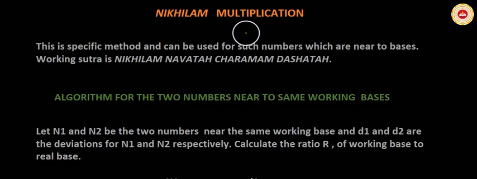Nikhilam multiplication for the two numbers near to the same working base. What are working bases? Working bases are multiples of real bases. For real base 10, working bases are 20, 30, 40, 50, 60 and so on. For real base 100, working bases are 200, 300, 400, 500 and so on. For real base 1000, working bases are 2000, 3000, 4000, 5000 and so on. So these are working bases.